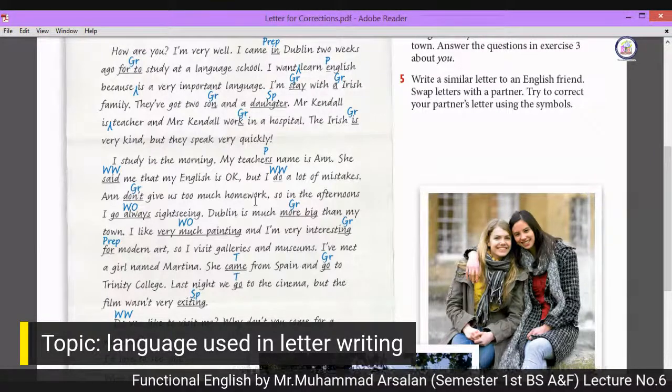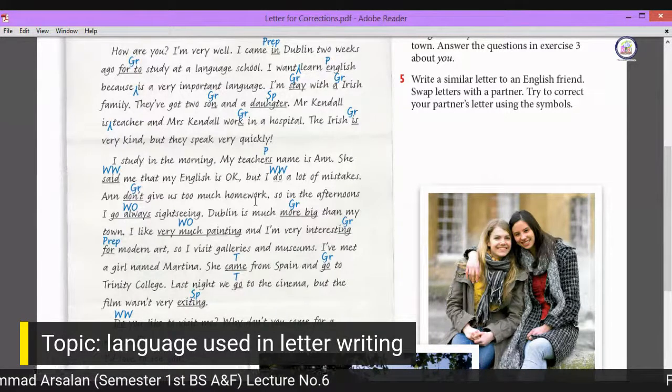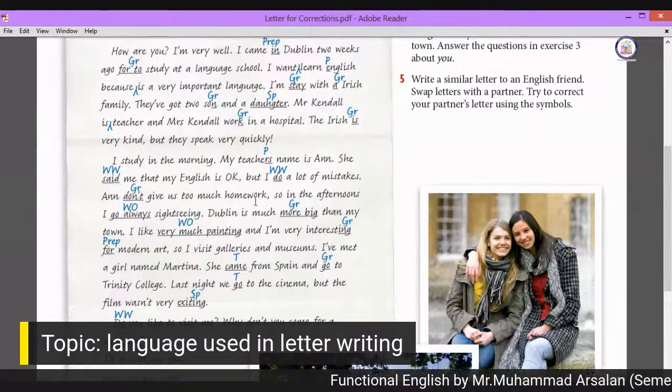And do not नहीं होगा, present tense, and does not give us too much homework. Third person singular के साथ does आता है. Does not give us too much homework.